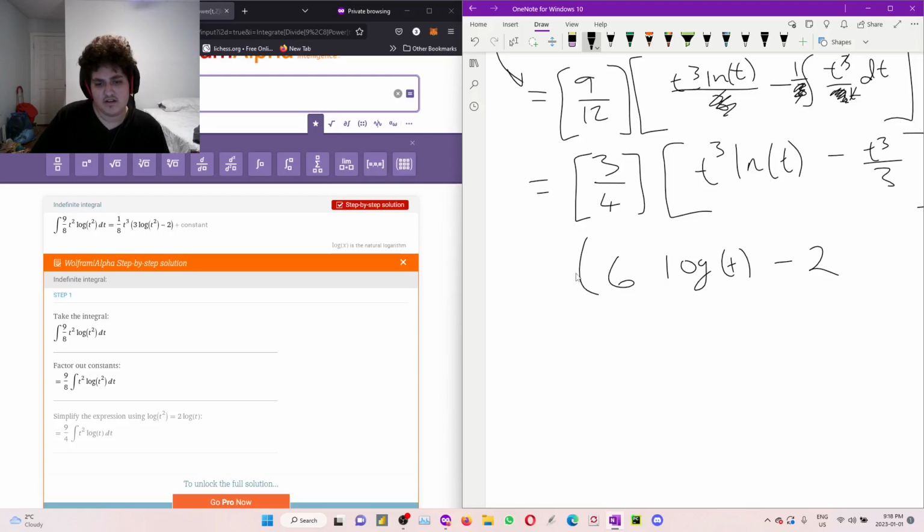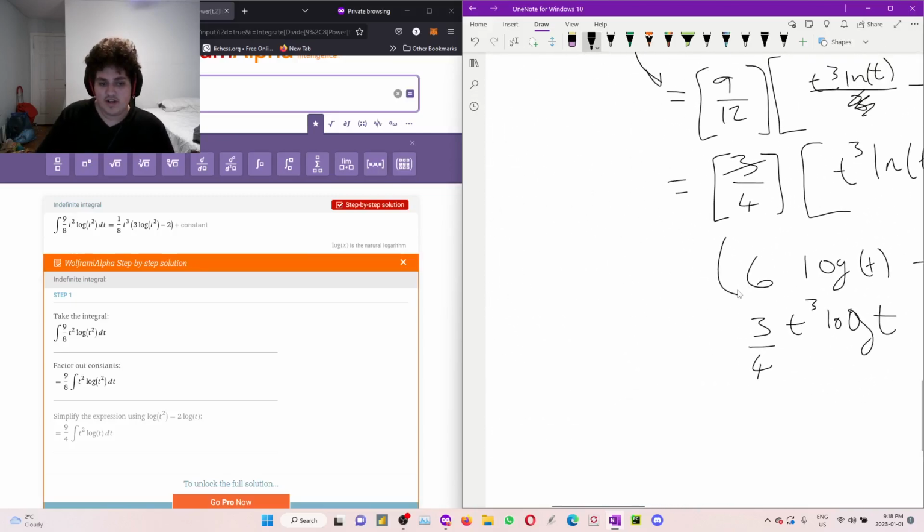And then from there, you'd have 6 over 8 is 2/3. Sorry, 6 over 8 is 3 over 4. Yeah, so then you'd have 3 over 4 t cubed log t, which is what we have, and then also minus 2 over 8 is 1 over 4, so t cubed over 4, which is perfect. So we got it right.